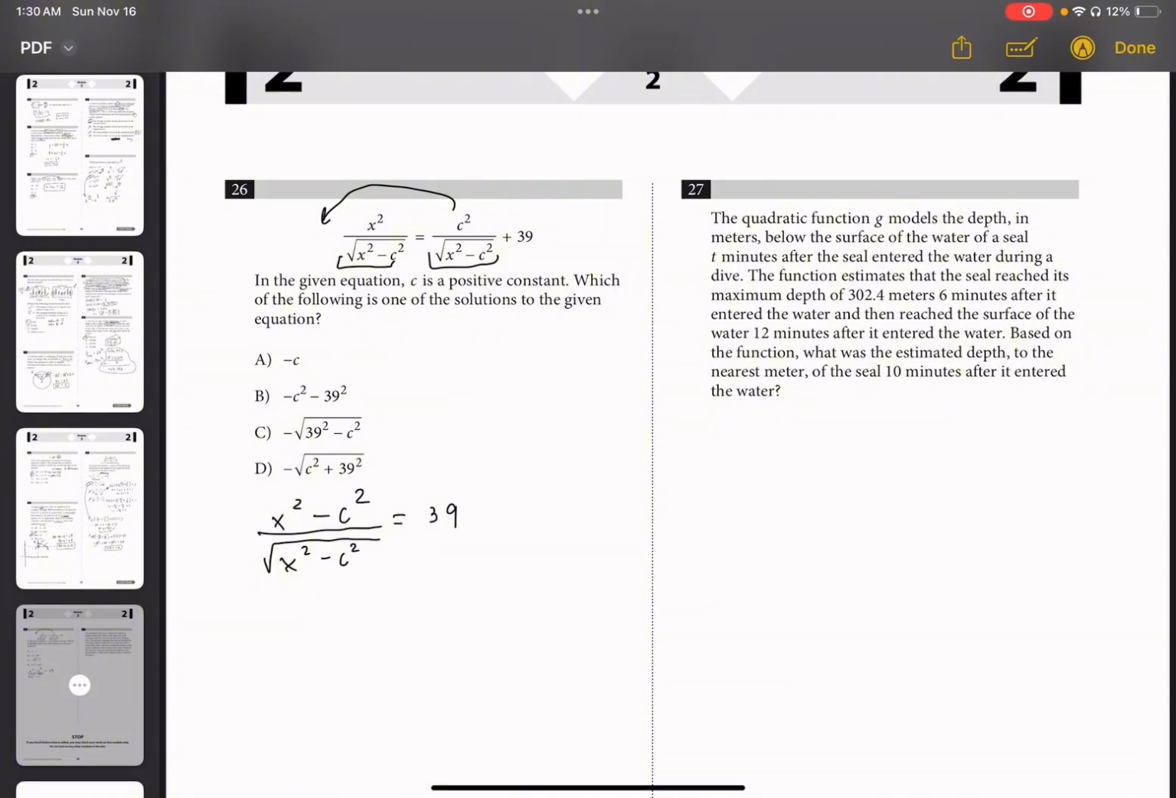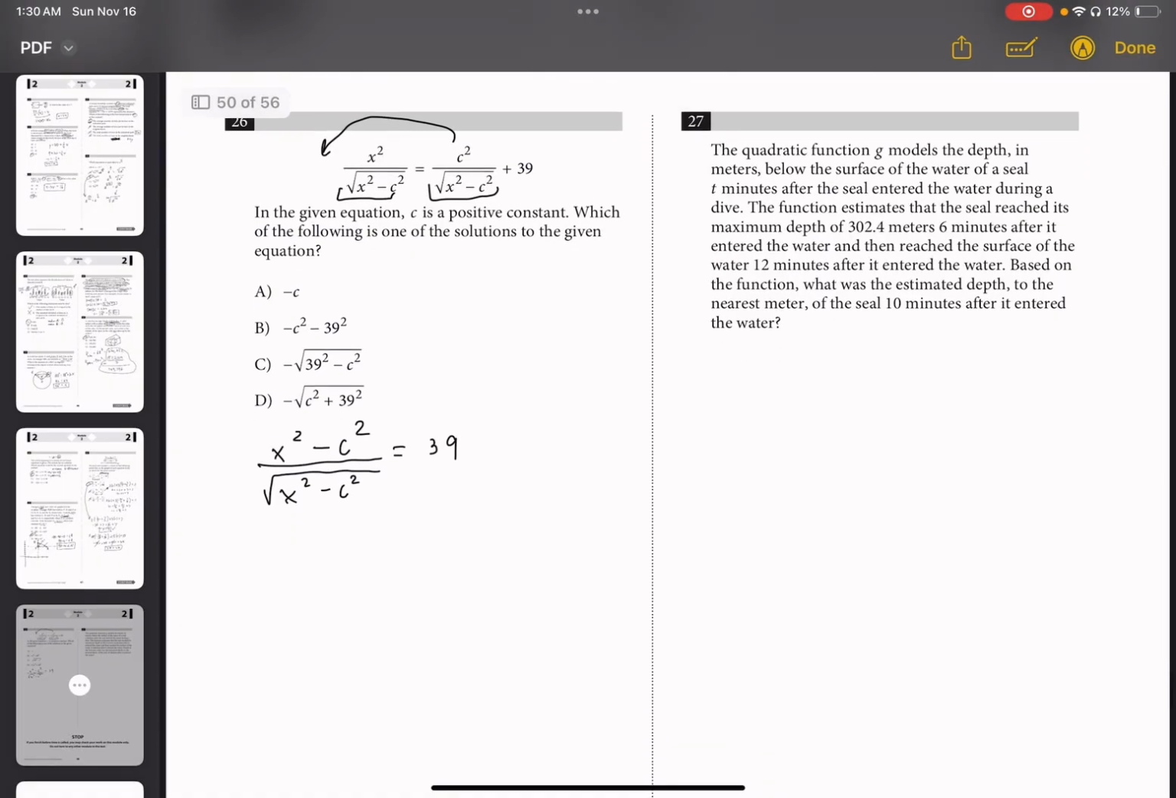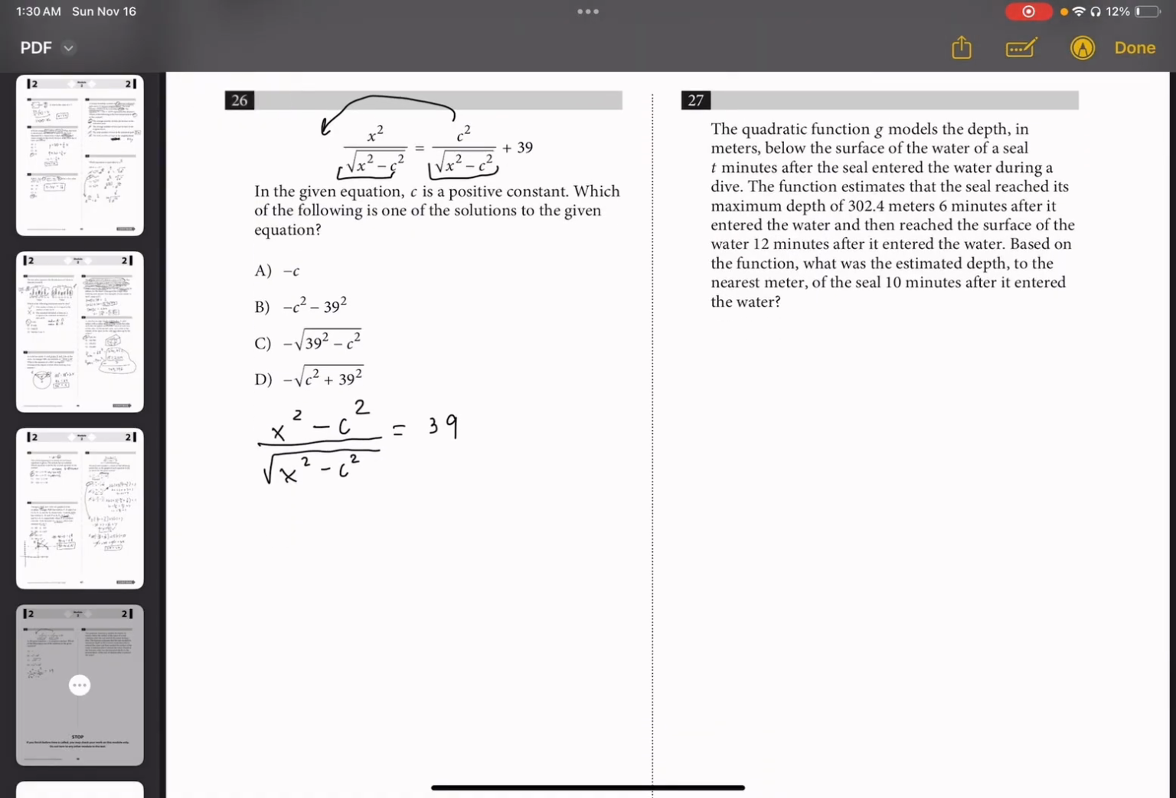Now, we need to get rid of the square root in the denominator if we are going to solve. So the way we can do that is you can think of this as to the power of 1, and this as to the power of 1/2 in the bottom. So let me make that easier to visualize.